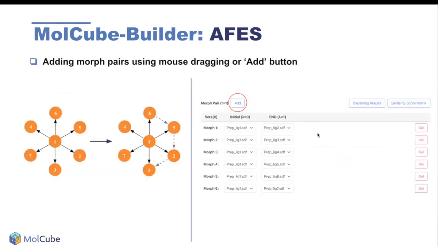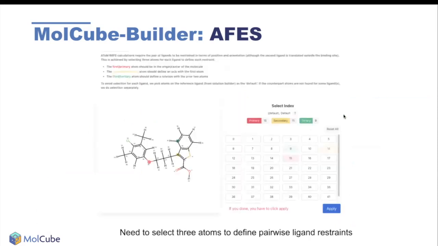We can directly add additional morph pairs using mouse clicks on this graph. Or we can go back to this list and click this Add button. In the middle section of this page, we will see an interface asking for selecting atoms. This part is used to define the pairwise ligand restraint.